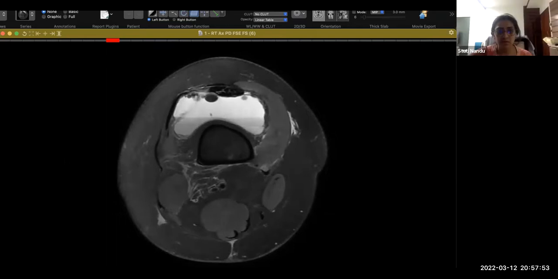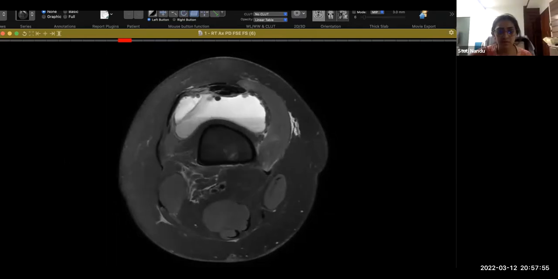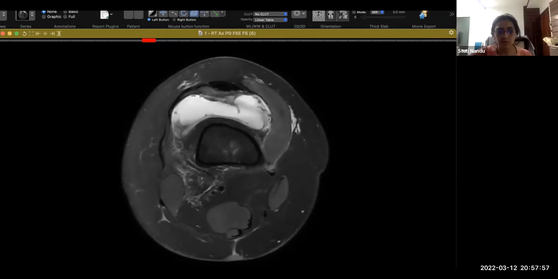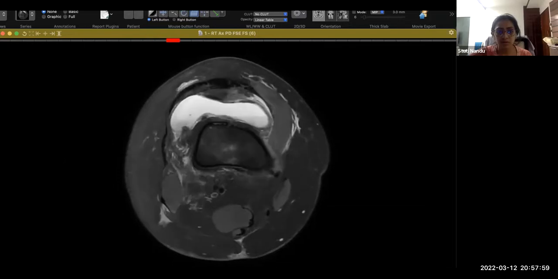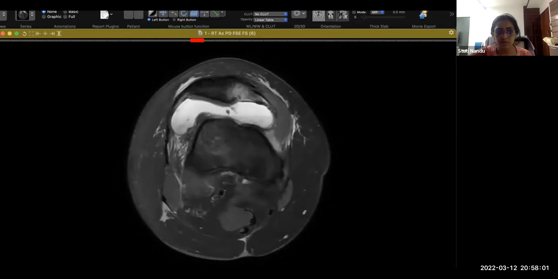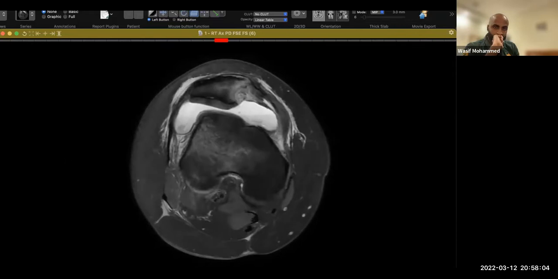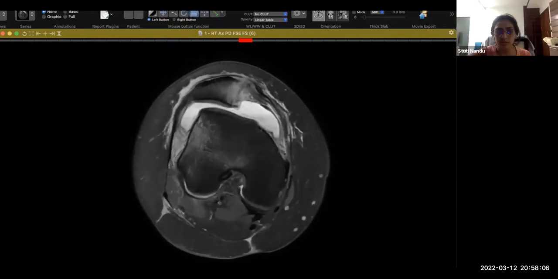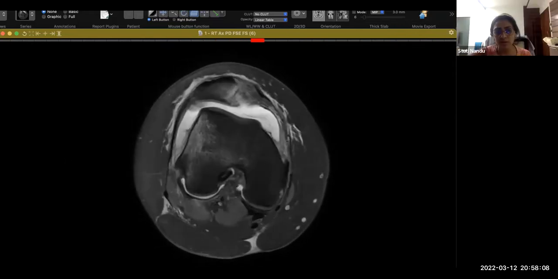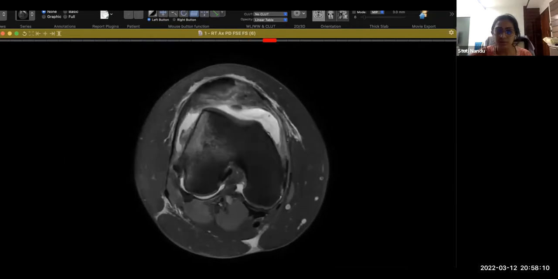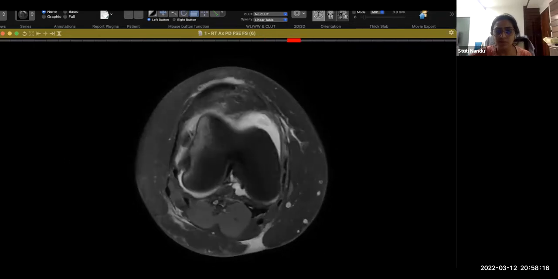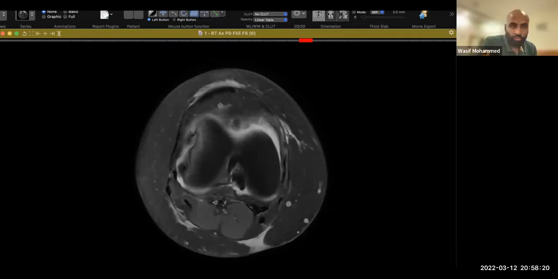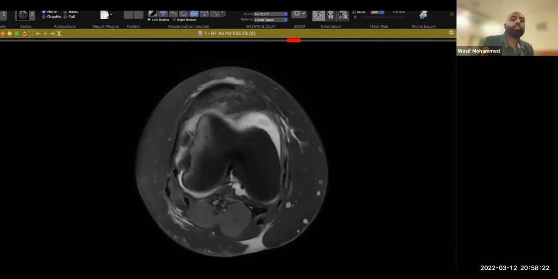So I see that there are a few intermediate signal loose bodies within the region of the effusion. I'm trying to see if I can see any source of them. I can see that the patella on the medial aspect appears to be damaged. Likely some bone fragments have displaced from the patella. Can you show me which bone fragments? What do you mean by bone fragments?